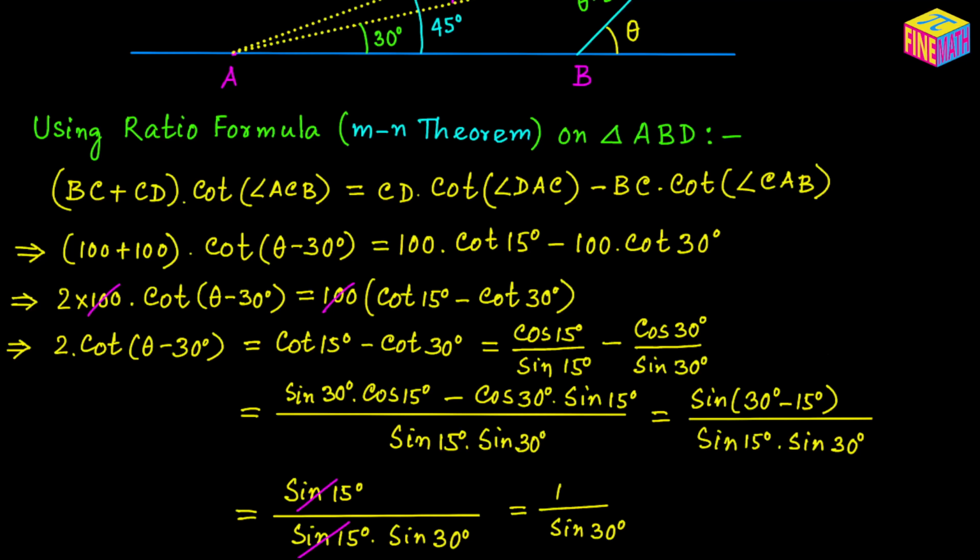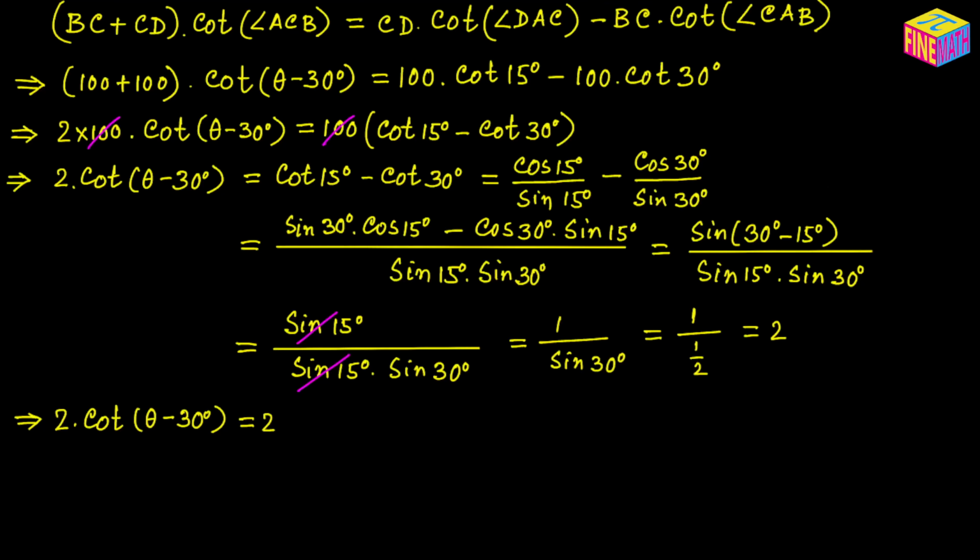And what is the value of sine of 30 degree? We know that is 1/2. So we can write it like this, and essentially that becomes 2. So from here you can clearly see that we have a 2 on the right hand side, and also you have a 2 on the left hand side. So let's just rewrite this equation. We can say that 2 times cotangent of theta minus 30 degree is equal to 2.